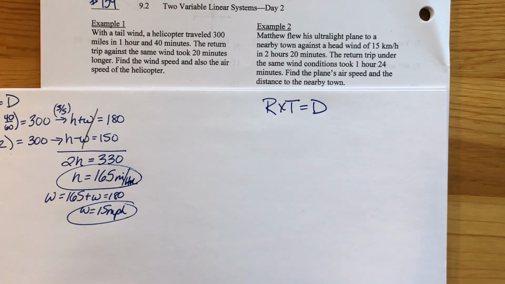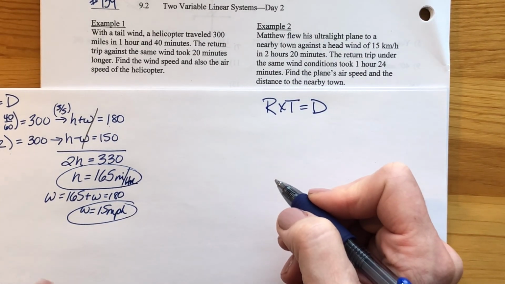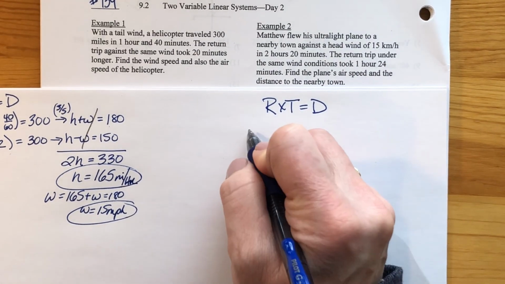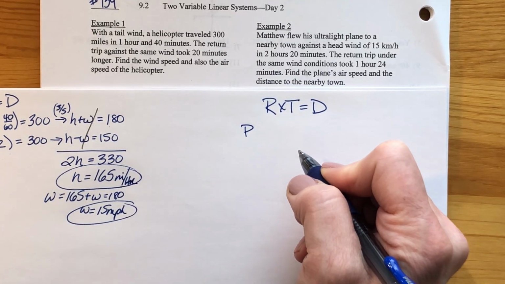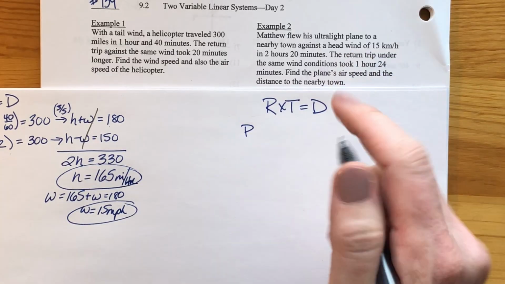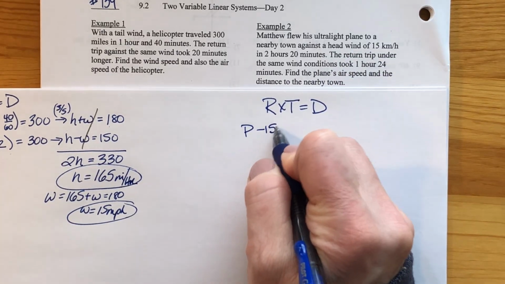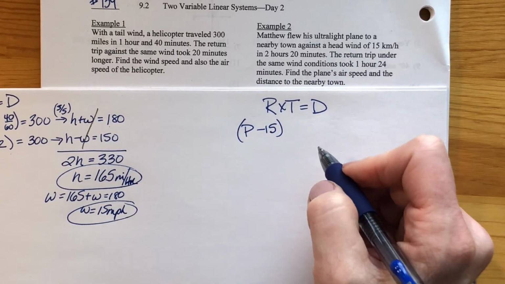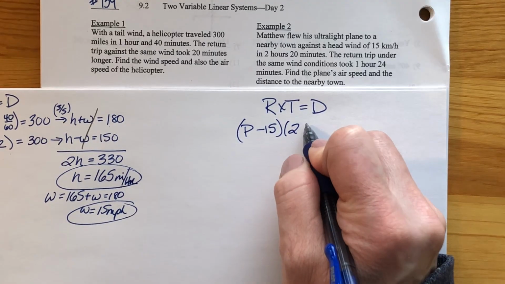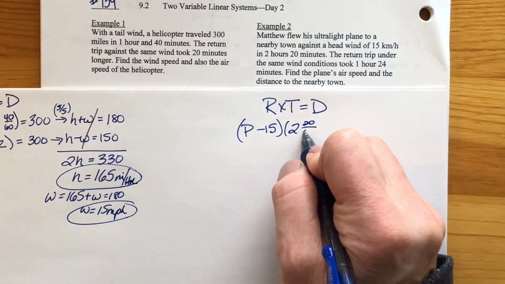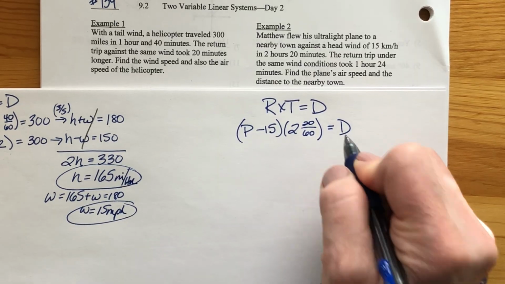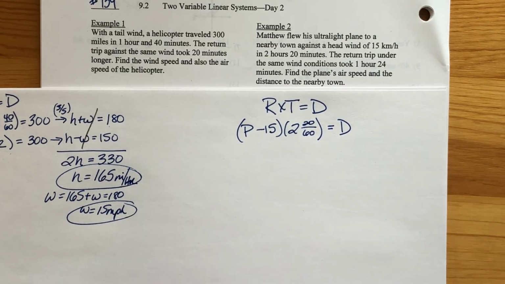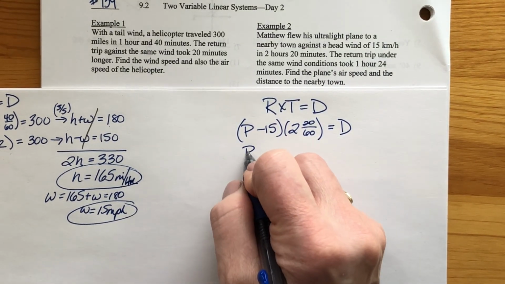So my reader can follow along. I don't know how fast he's going in his plane, so I'm just going to use P for the rate of his plane. But he does have a headwind coming at him, and that's going to slow him down by 15. And it says it took him 2 hours and 20 minutes. I'm going to write that as 20 out of 60. I don't know his distance, do I? I don't.